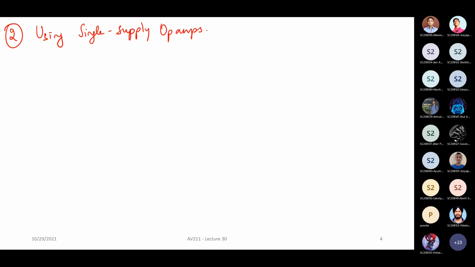All right. Now, what is a single supply op amp? Right now, in your lab, you are using a dual supply op amp where you are using plus 15 volt and minus 15 volt. Correct. Now, suppose I tell you that you can only use a unipolar supply. Let us say, for example, you have only a plus 9 volt battery and a ground.